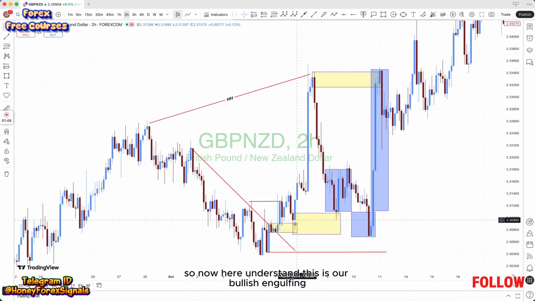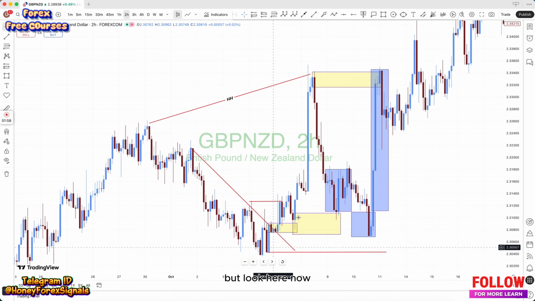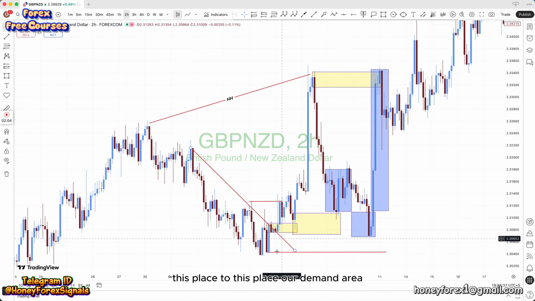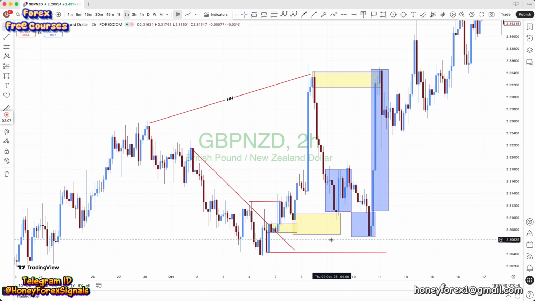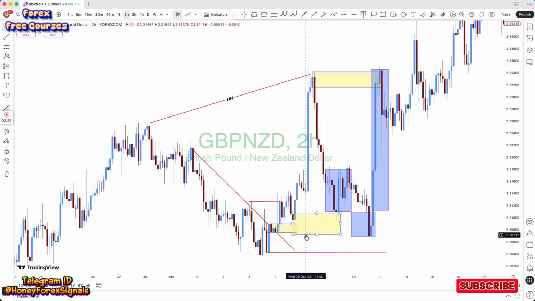So now understand, this is our bullish engulfing. We mark the bullish engulfing. But look here now, we have this place to this place as our demand area. Remember, when the market has a small demand area, then the market will do manipulation. But when the market has 50 pips, 60 pips, 100 pips, then the market will do manipulation with AMD.